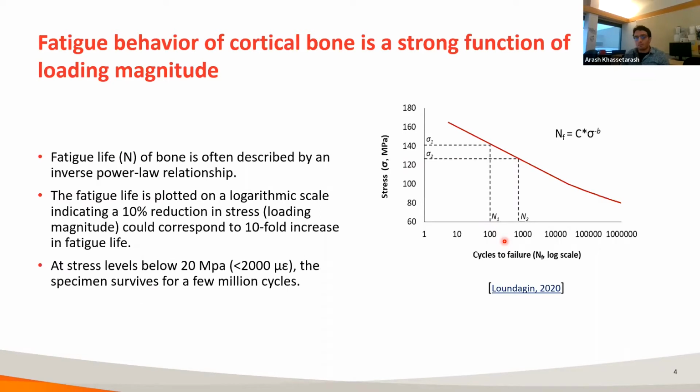And if we extrapolate this graph at some point at stress levels below 20 megapascals, or around 2000 microstrain, the specimen would survive for a few million cycles or sometimes indefinitely, which again emphasizes the importance of loading magnitude.